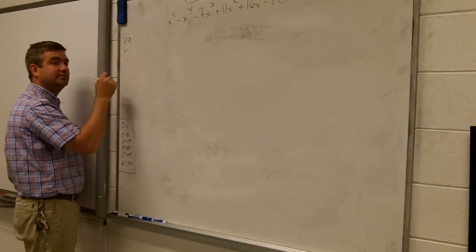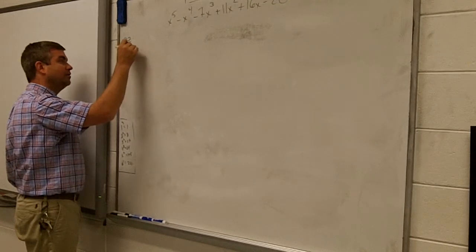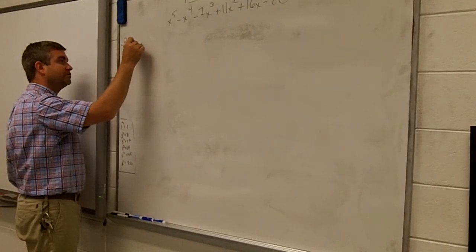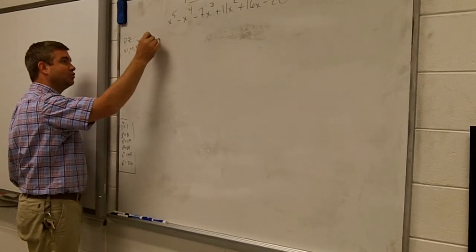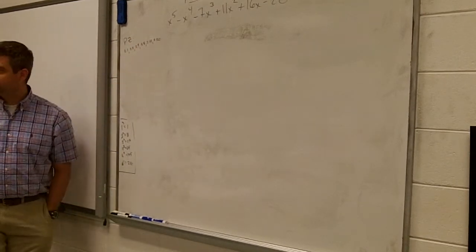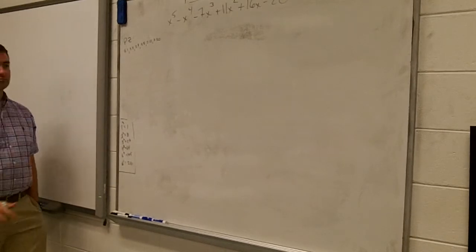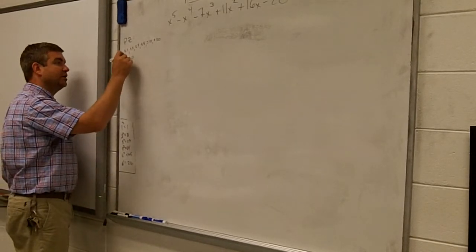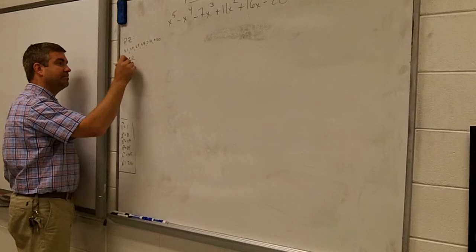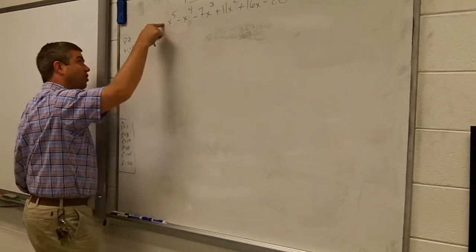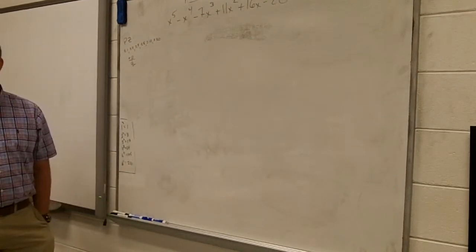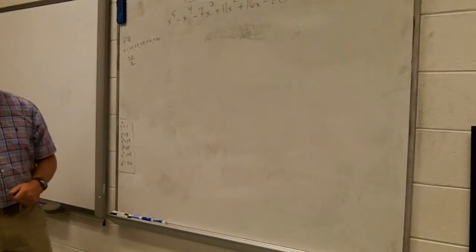Plus or minus 1, plus or minus 2, plus or minus 4, plus or minus 5, plus or minus 10, and plus or minus 20. Is that all of them? How do we get that? Anybody? Plus or minus what? P over Q. All the factors of that number, over all the factors of that number. Okay, so there's all of our possible zeros.